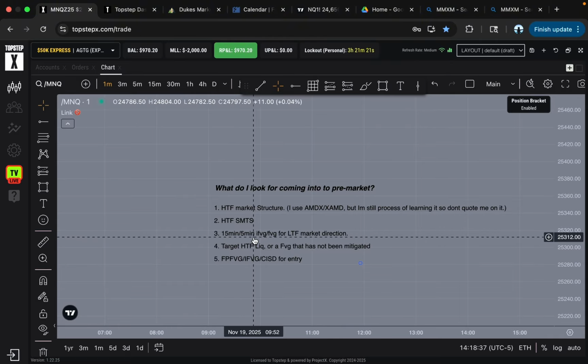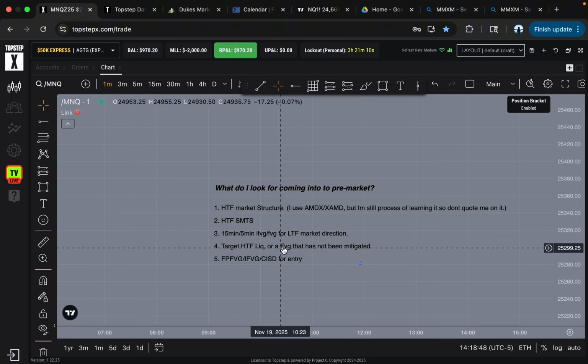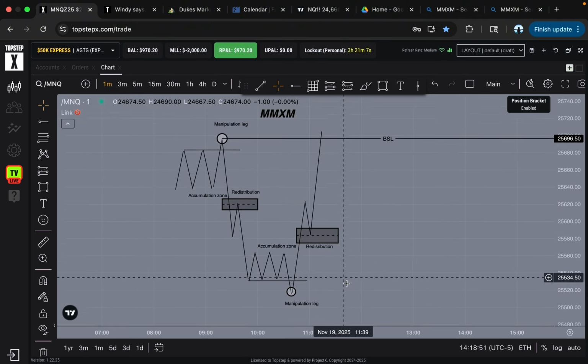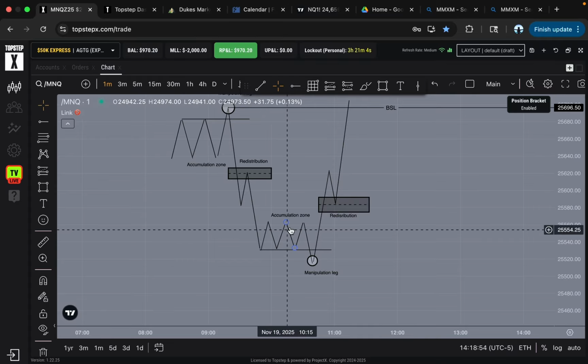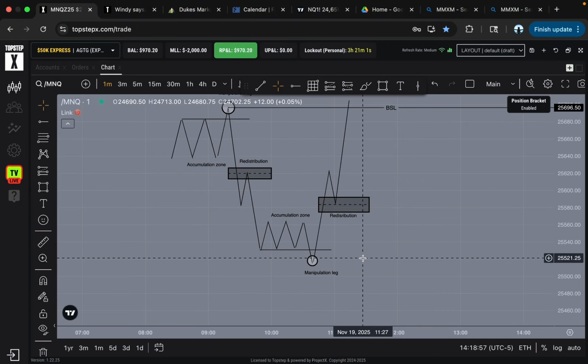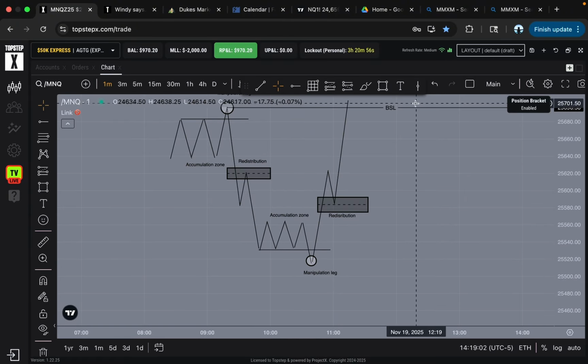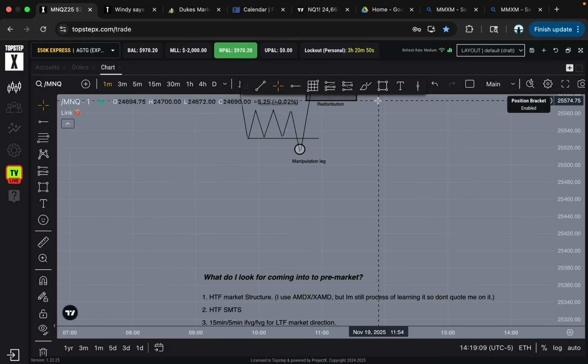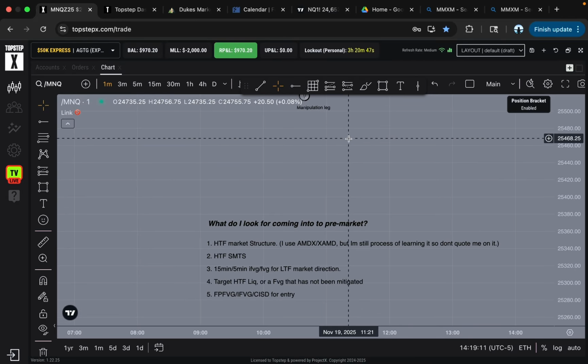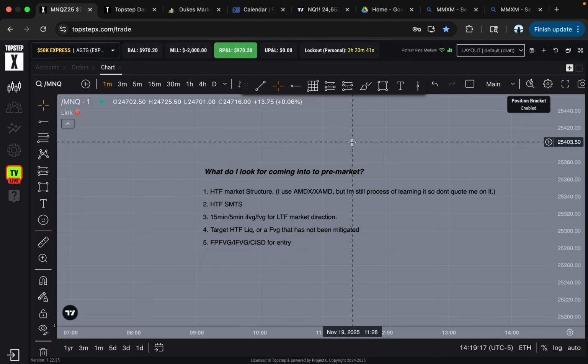Third thing I look for is the 15 minute, 5 minute inverse fair value gaps and regular fair value gaps for lower time frame market direction, correlating with the higher time frame market structure. So what that means is, if we go back up to our market maker model, let's say we're in this accumulation zone, manipulate here, then we inverse a 15 minute gap, boom, and then we have some sort of fill back into the 15 minute inverse, and then see a move out of that. That is a good confirmation that we're going to be going higher with the 15 minute inverse or 5 minute, the lower time frame, just for lower time frame confirmation.